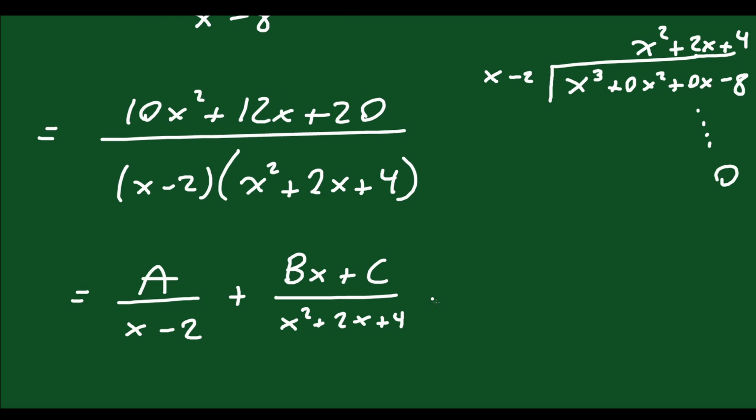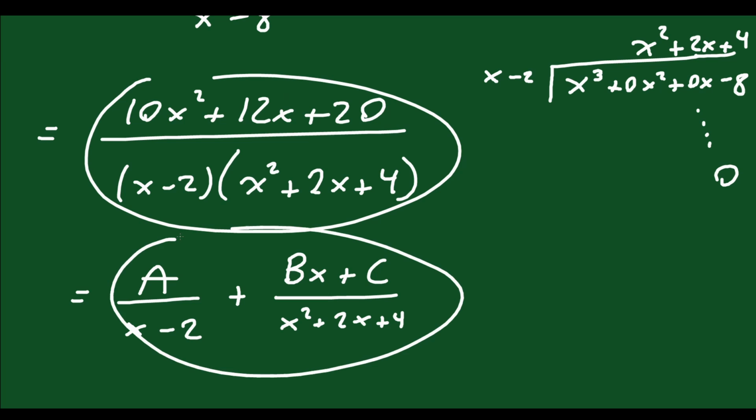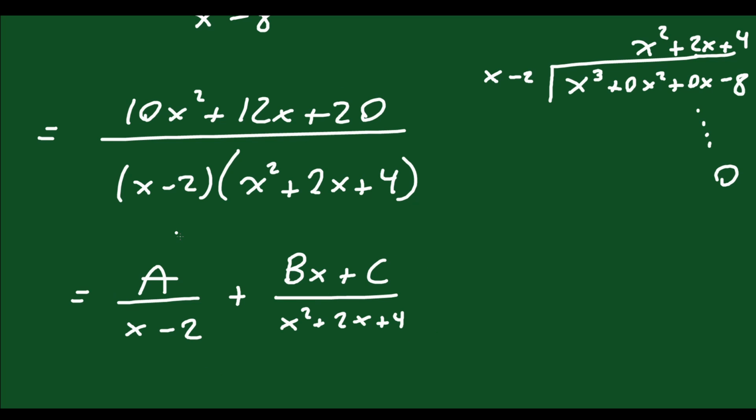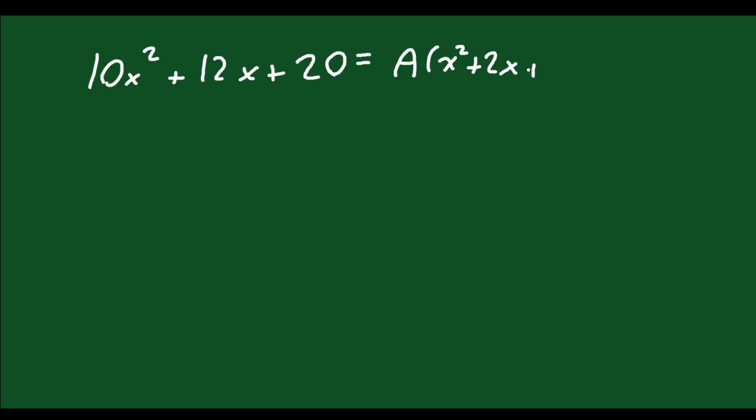Now, what we have is this thing equals this, right? I could have drawn it all in one line just to make it a little bit simpler. But what you're going to do next is multiply everything by those denominators to get rid of them, okay? And this I will write all in one line. What you end up getting is 10x squared plus 12x plus 20 equals a times x squared plus 2x plus 4, plus bx plus c, times x minus 2. Just like that, okay?